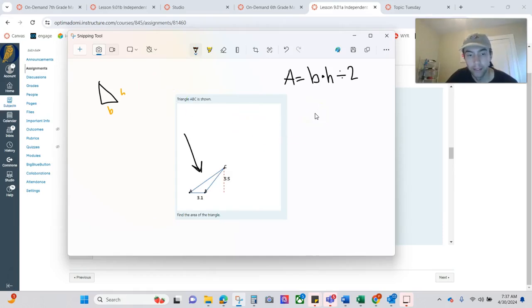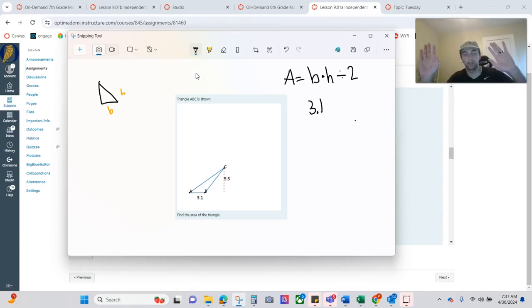The base is a flat side on the bottom or top of the shape. It has to be a side of the shape. Here is a flat side on the bottom of the shape. Perfect. So 3.1 is our base, and the height is a straight up and down line going from the bottom to the top of the shape.